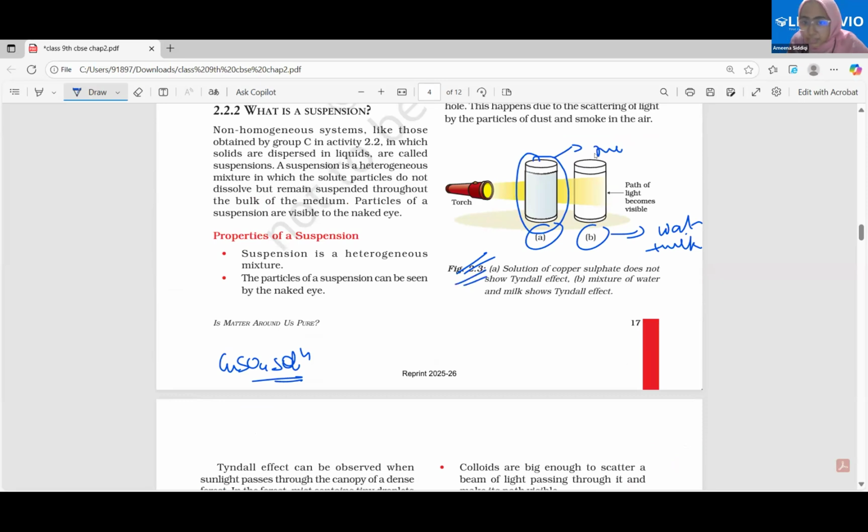From this diagram itself, the questions could be asked. What kind of a mixture is copper sulfate solution? It is a homogeneous mixture. It is not even showing the Tyndall effect. Is that clear? Both of you? Yes, ma'am. Fine.